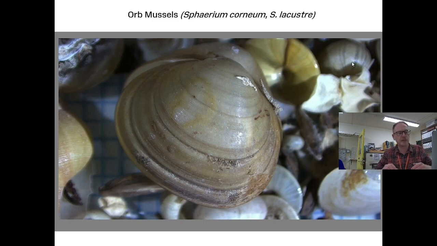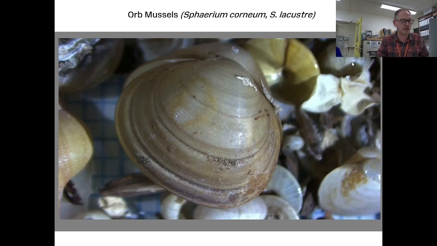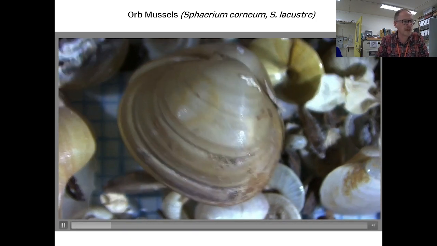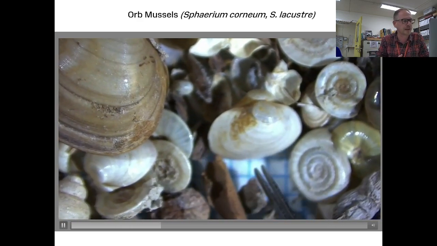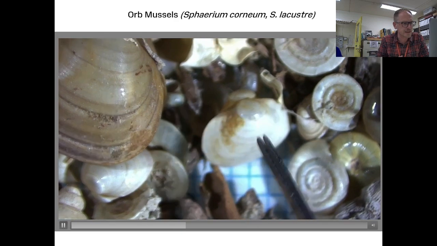So if you do some fishing and you come up with some small bivalves, the biggest of them you'll see are these orb mussels, this brown one here, and they're about the size of a fingernail or something. In fact, they're sometimes called fingernail clams. They're quite easy to see.